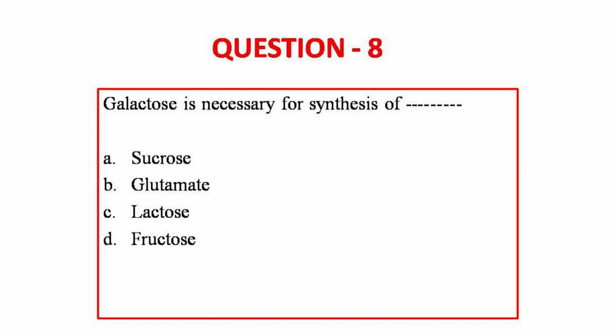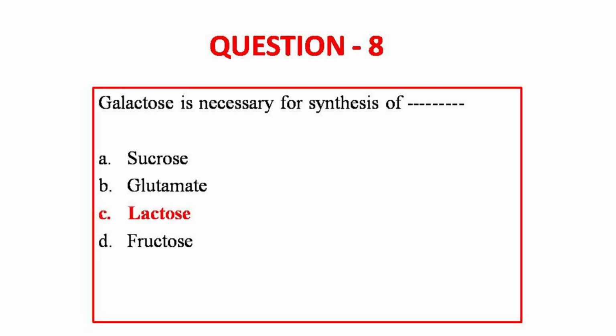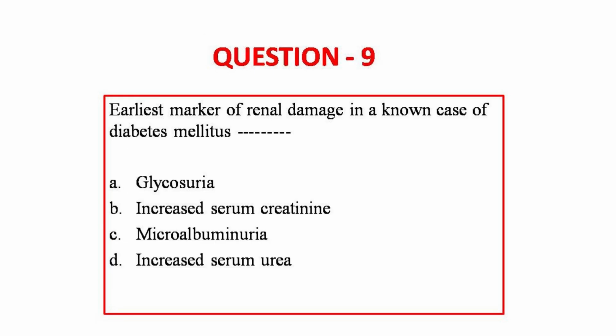Moving on to question number 8. Galactose is necessary for synthesis of, they've given us 4 options: sucrose, glutamate, lactose, and fructose. See, galactose has to do something with glucose, kind of. Keep that in mind. So the answer to this question is lactose. Galactose is nothing but a simple sugar that is transformed in the liver before it's used up as energy. It is a precursor of glucose actually. So moving on to question 9.